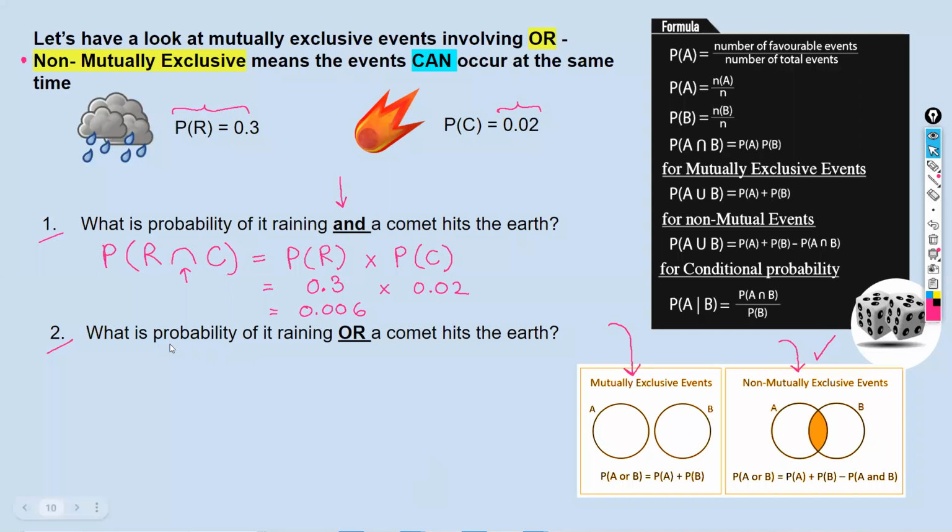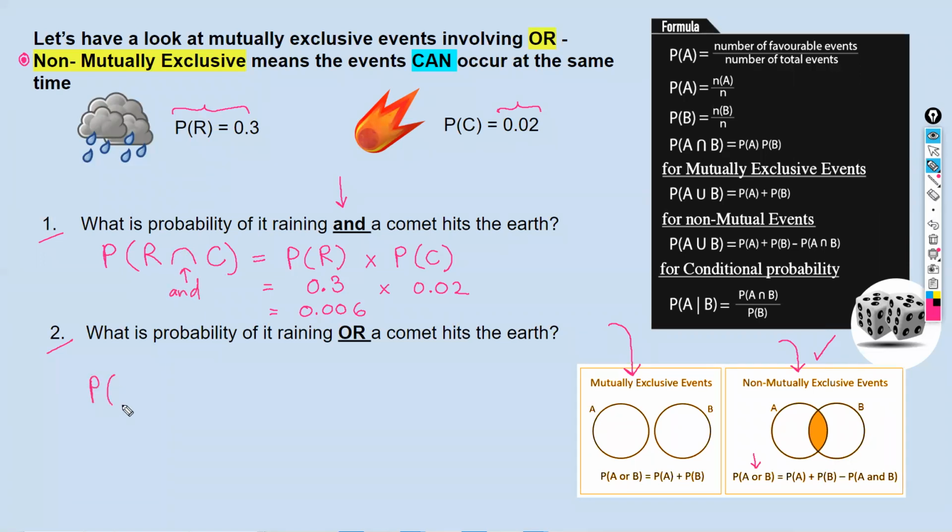Part two: what is the probability of it raining or a comet hits Earth? Now, like I mentioned, and even so the examiner said it clear as day on top, it's a non-mutually exclusive event. So we're using this formula over here, and it's the OR formula, right? And of course, they are asking us an OR question. But let me write it a little bit better. Remember, this represents the word "and," right?